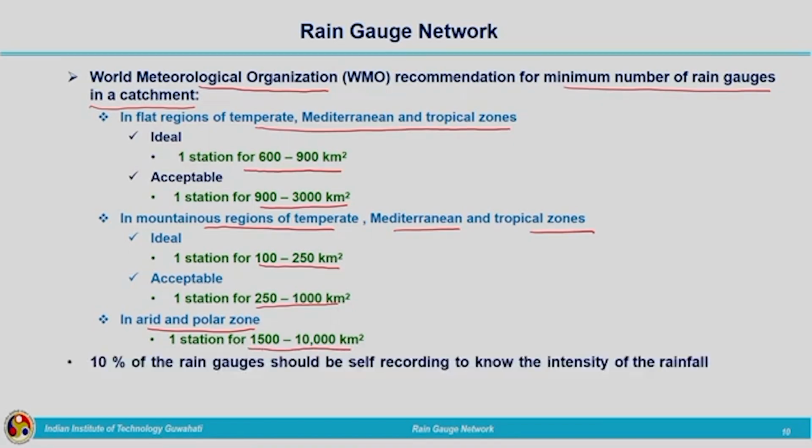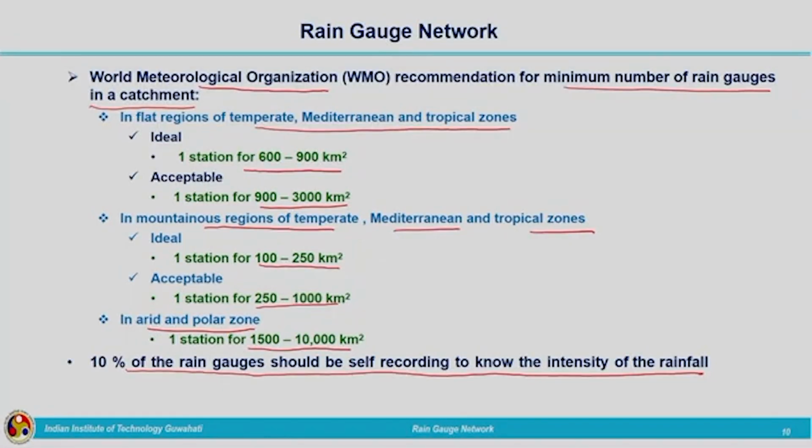It is also recommended that, out of the total number of rain gauges, 10% should be self-recording to know the intensity of rainfall. So, almost 10% of rain gauges should be the recording type. With non-recording gauges, it is very difficult to get accurate data. If you have the recording type, it will record and the data can be transferred to the computer through the data logger. That is why it is recommended to make use of recording type rain gauges.